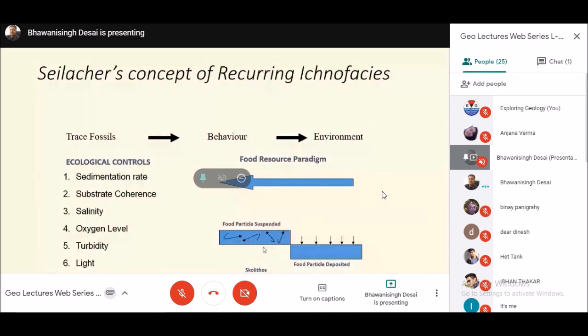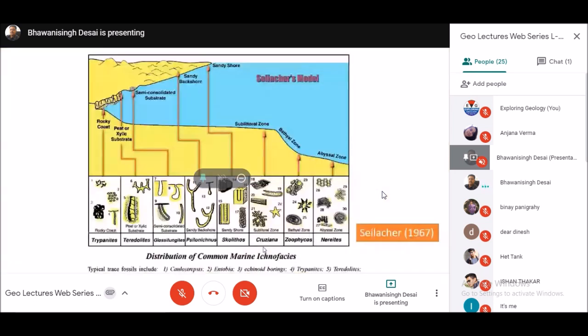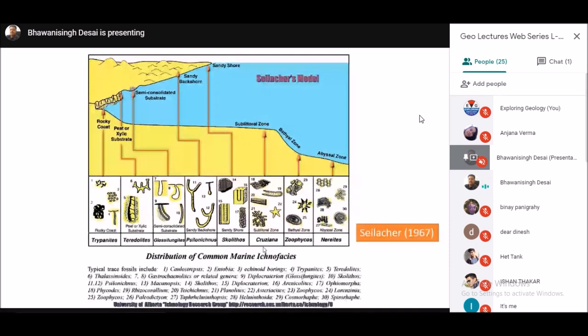Originally, in 1967, Seilacher gave an eight ichnofacies model, and he roughly correlated it with the bathymetric depth, or the bathymetry. Although his bathymetry is not exact, more or less it follows the same bathymetry.